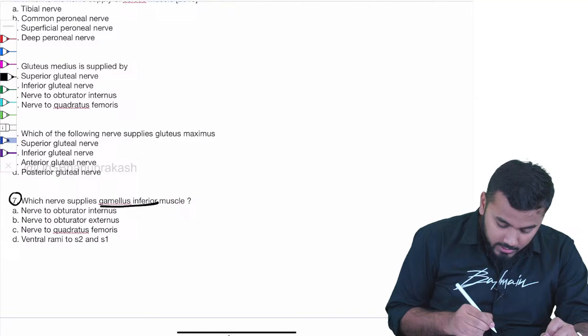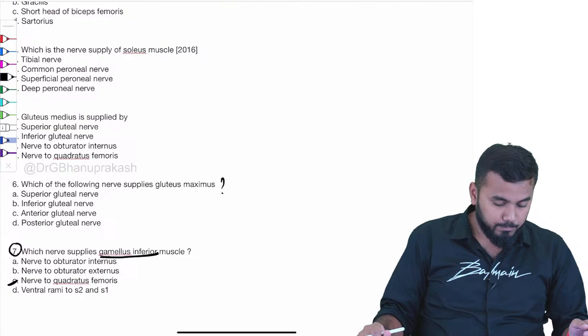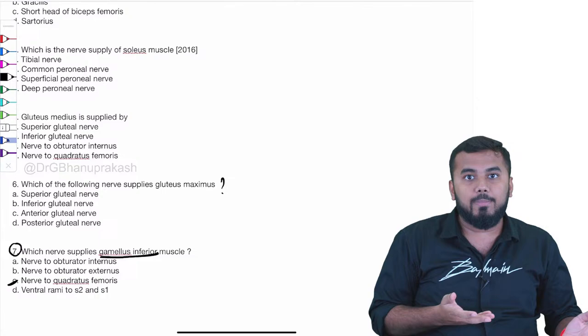Which of the following nerve supplies gluteus maximus? These questions, I did not make them. They were repeated in the previous exams. So, which of the following nerve supplies gluteus maximus? Excellent. Now, don't think maximus, it is major, so superior nerve might have been supplying this. No, it is inferior gluteal nerve. Okay. Very good. Excellent, guys.